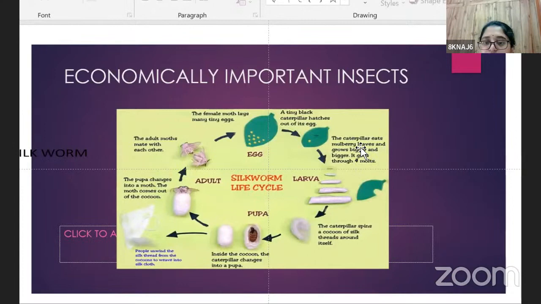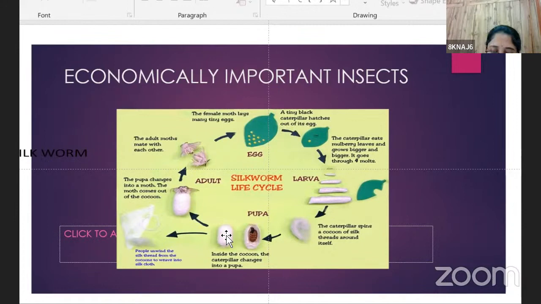We have four molts in it. The caterpillar spins and forms a cocoon of silk threads around itself. Inside the cocoon, the caterpillar changes into a pupa and then this gets unwound. So you get the silk from the pupal cocoon. You have to put it in hot water, and that's the extraction of silk basically, as given in your textbook.